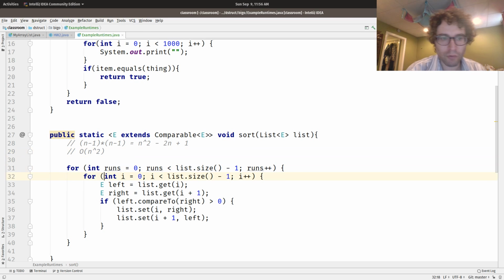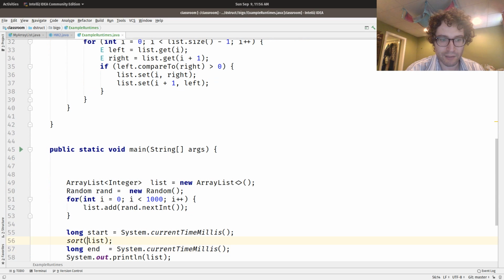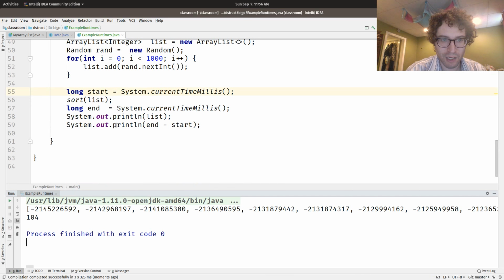Right? So now we'll demonstrate this. There's a quadratic relationship between the number of items and the runtime. So let's take a look. We ran this once. We have 1,000 items in our list. We're going to sort the list. Run it. Boom. It takes 104 milliseconds. Let's go ahead and multiply that by 10. And it's not going to take 10 times longer.